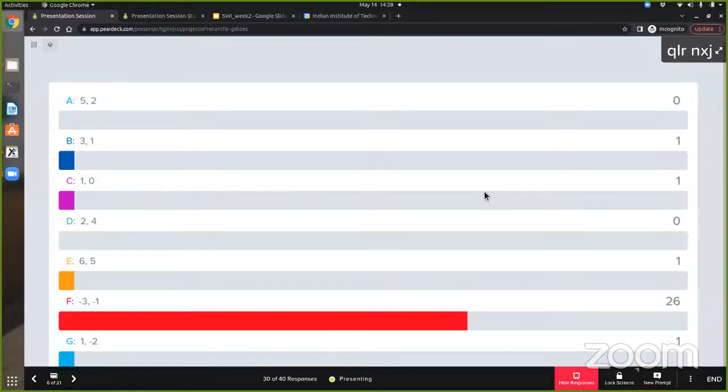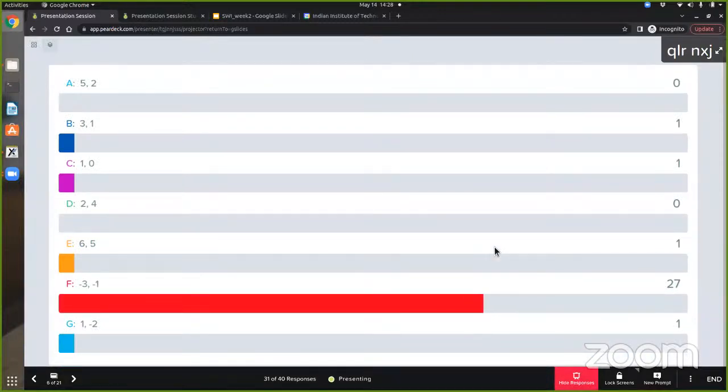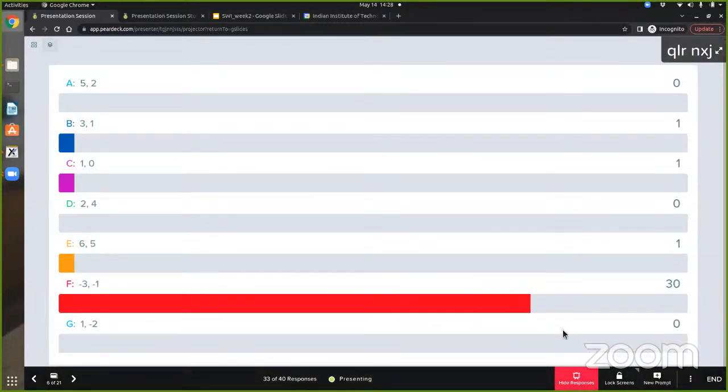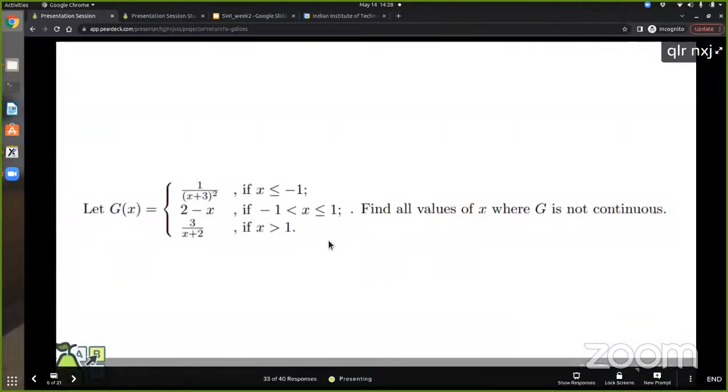Okay, let's take a look at the responses. Three people have entered incorrectly, and 10 people have not entered anything. So the correct answer is -3 and -1. People have entered 6, 1 and 0. I don't know how you got that. 6, 5, I don't know how you got that. Maybe you can explain if you can. If you tried solving and got something, maybe you can explain how you got 6 and 5 there.